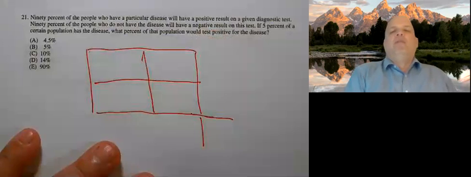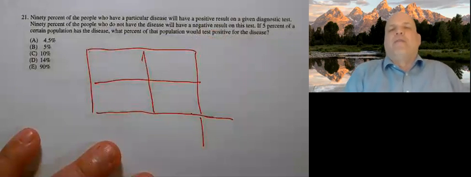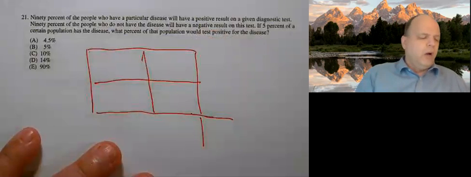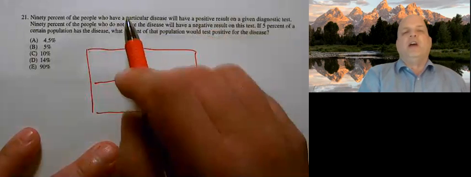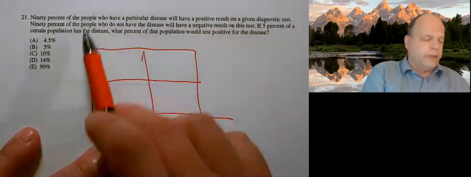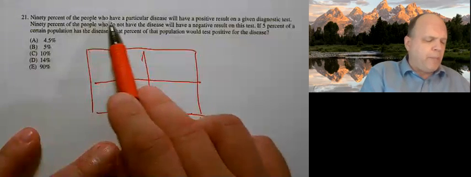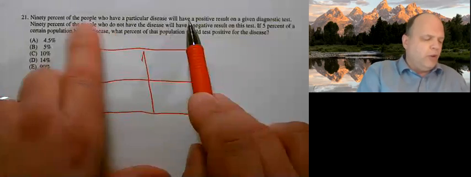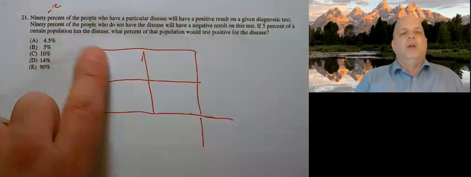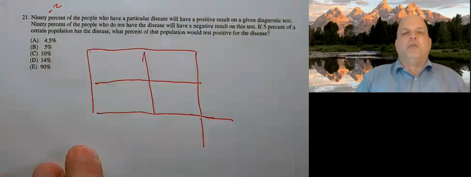Whenever I set up one of these, I need to read this thing real carefully and determine if there's a value that's only tied to one of my variables. Well, what are my variables? I have disease, whether someone has a disease or not, and then whether or not they test positive or not. So I have test results, and I have whether they're diseased. So let's read this again. 90% of the people who have a particular disease will test positive. So this 90% is tied to disease and positive. So this is a two variable, and I'm not looking for two variables at this point. Looking for a number tied to a singular variable.